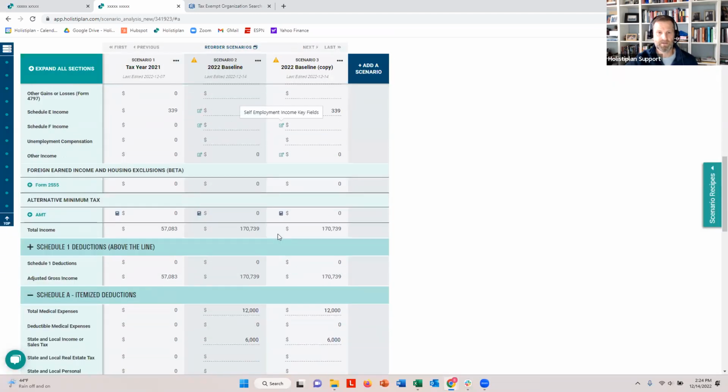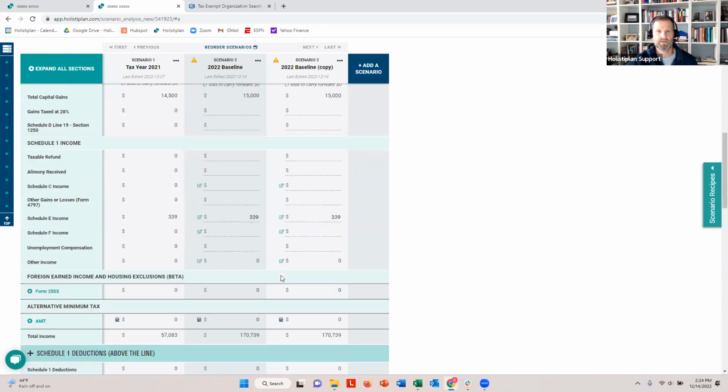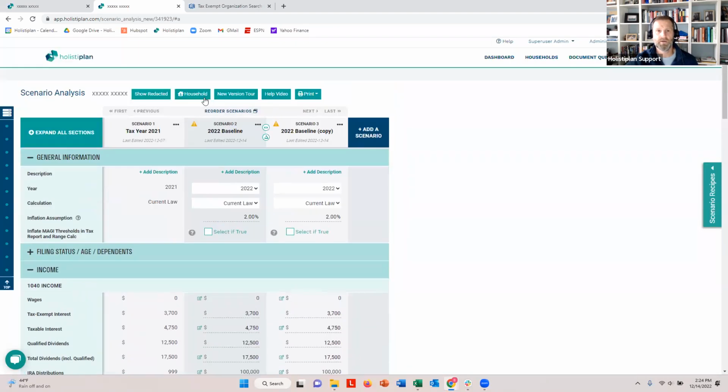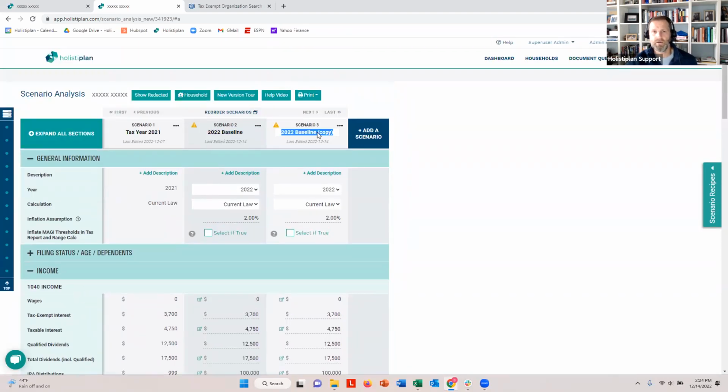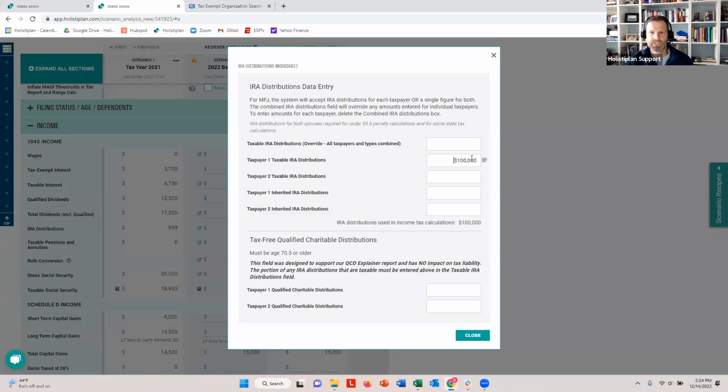And in fact, let me come down here and I just want to make sure that I deleted. Yeah, we don't have any charitable stuff going on down here. So we're taking the standard deduction. So here's my baseline. I'm going to call this one 2022 50K QCD. All right. So I'm going to come back to my IRA distributions worksheet. I'm going to scale down my taxable distributions and I'm going to up my $50,000 qualified charitable distribution.